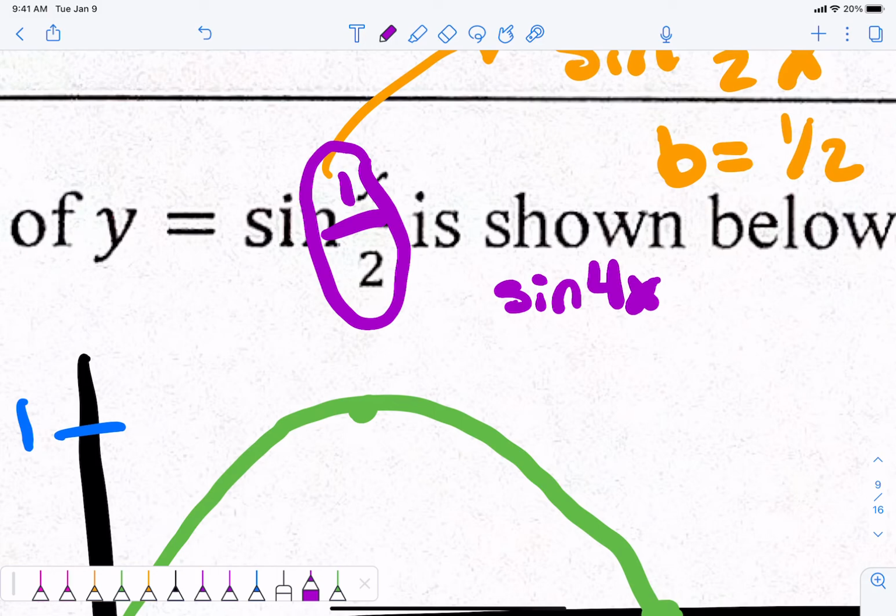It's kind of like slope. If you have a higher, bigger slope, it's going to be more straight up and down. If you have a slope that's a smaller number or a fraction, it's going to be wider.